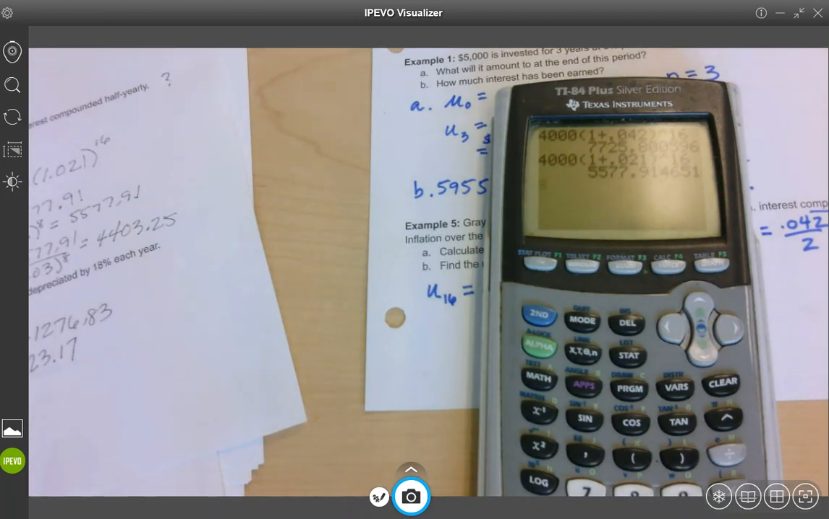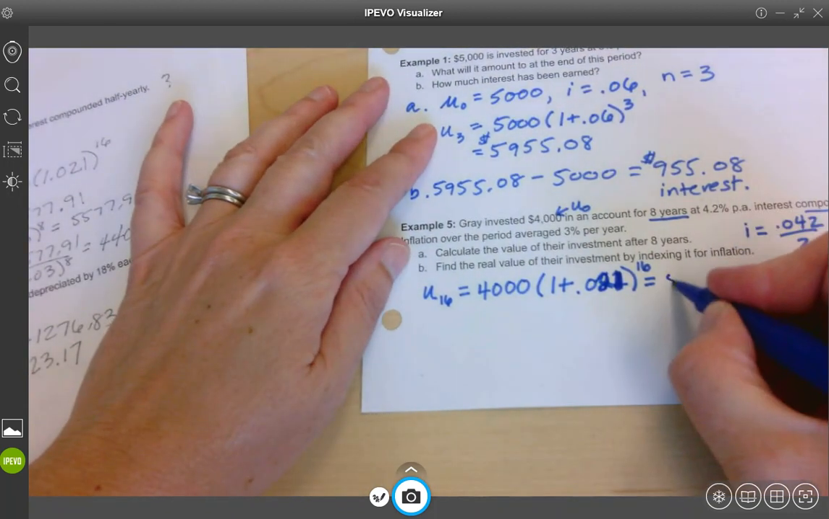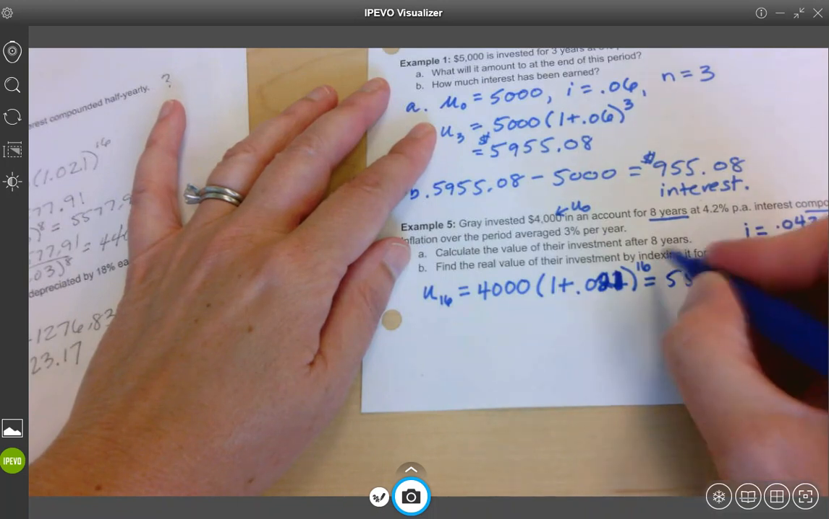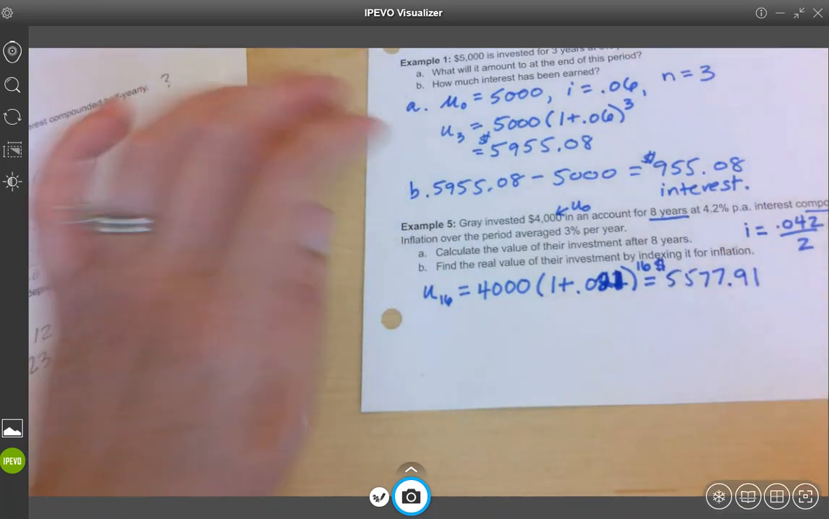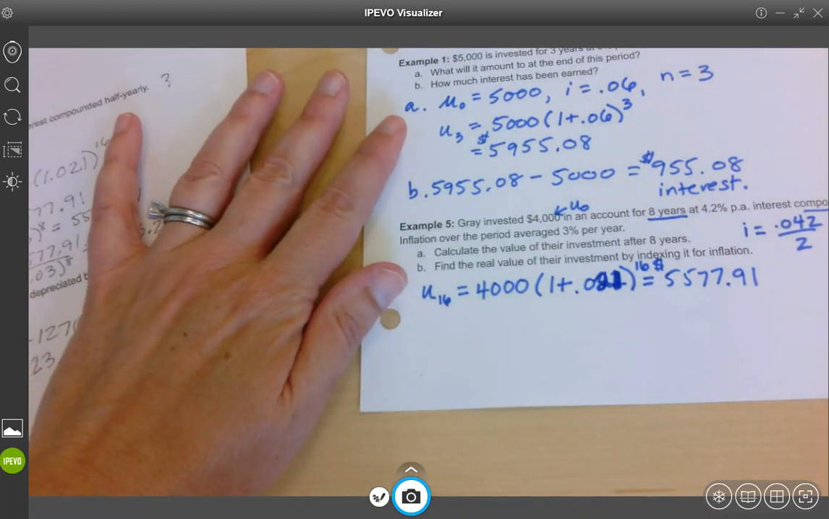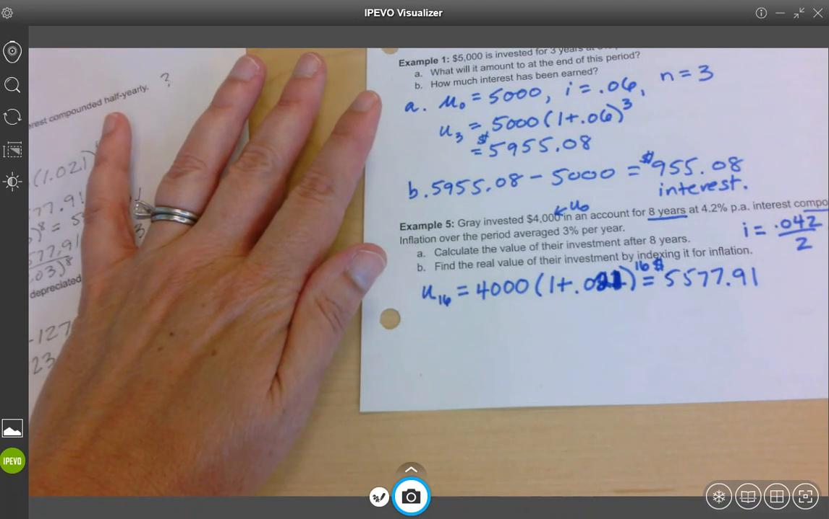Okay. $5,577.91. All right, so I'm glad that we got to see that part where you divide it, okay? Because that's going to be important when you're going to your whiteboards in a minute.